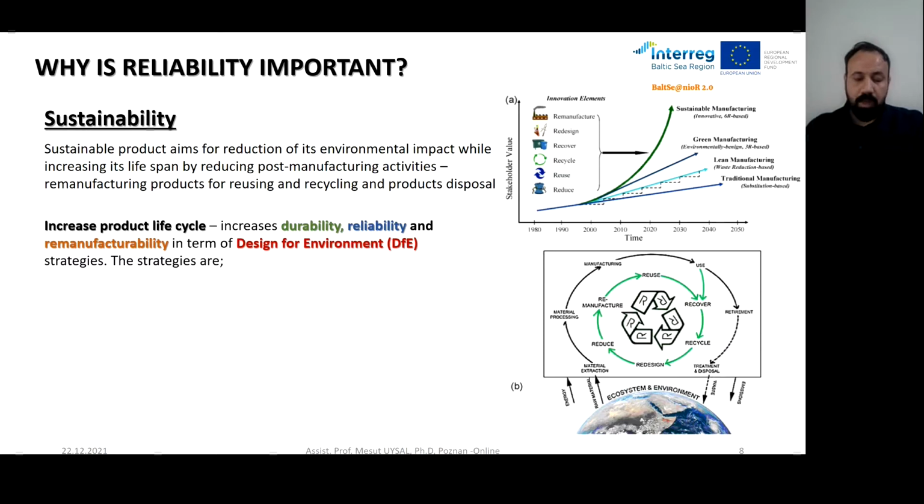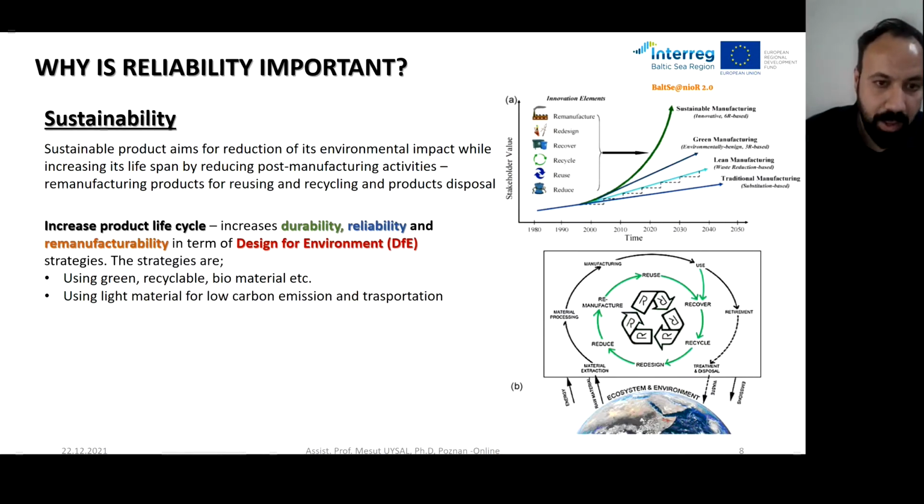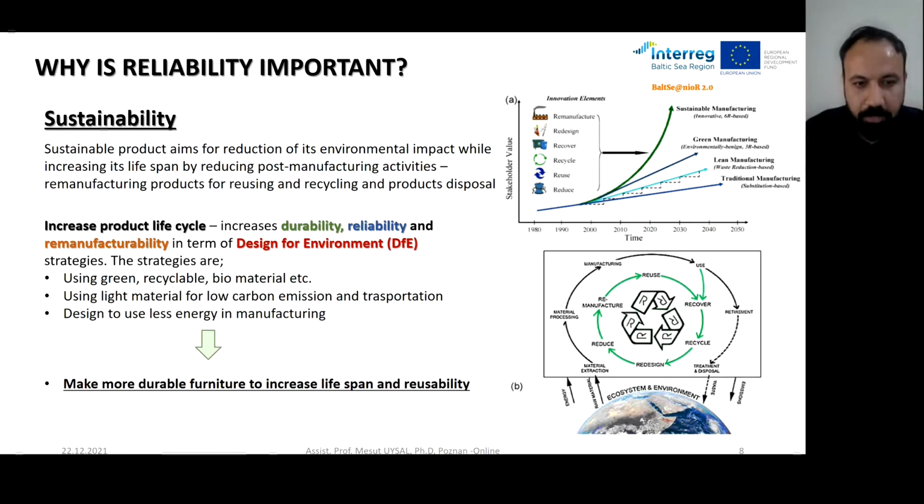If we talk about design for environment, we talk about green furniture, biocomposite material, green and eco-friendly material, and, during transportation or manufacturing, low carbon emission or light material. We just talk about the main details. But we are just going to talk about making more durable furniture to increase lifespan and reusability. That's why that last one helps sustainable design. And there is a relationship between sustainability and reliability.